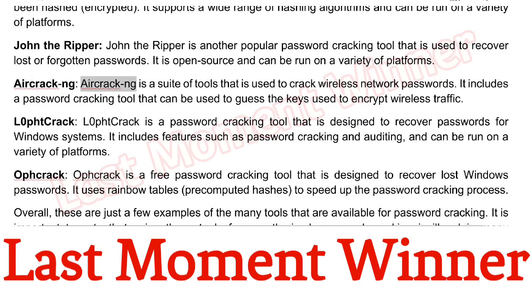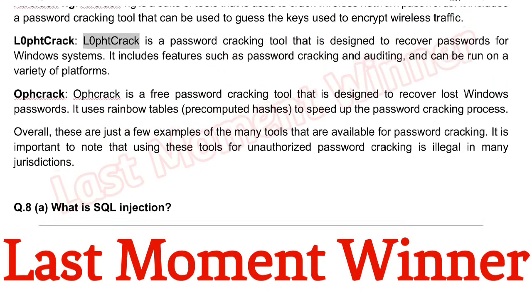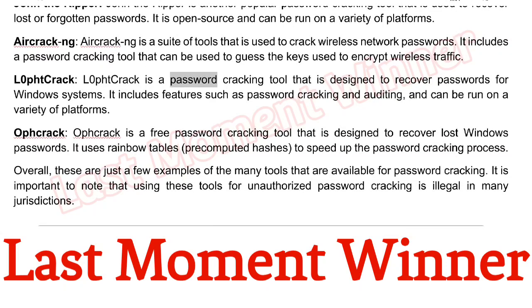Aircrack-ng. Aircrack-ng is a suite of tools that is used to crack wireless network passwords. It includes a password cracking tool that can be used to guess the keys used to encrypt wireless traffic. L0phtCrack. L0phtCrack is a password cracking tool that is designed to recover passwords for Windows systems. It includes features such as password cracking and auditing, and can be run on a variety of platforms.